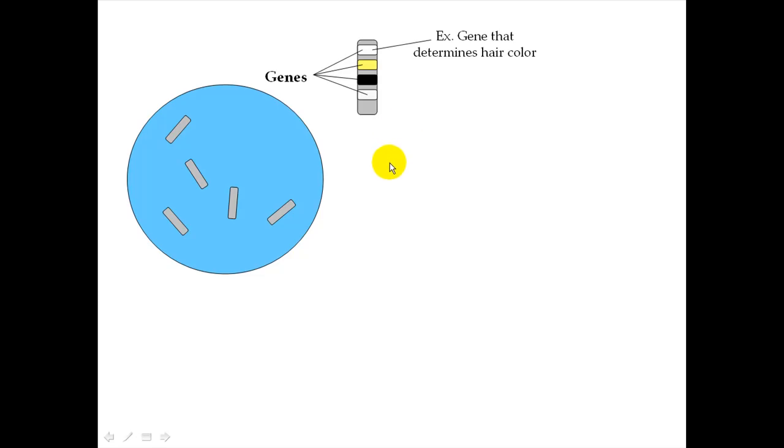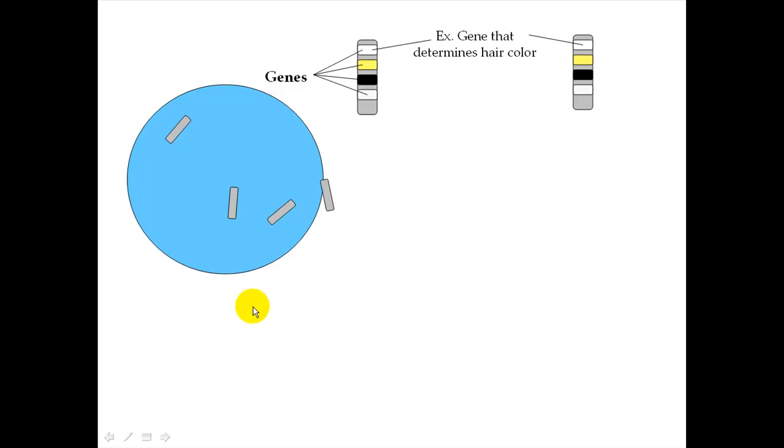Here's the deal. It turns out that we have more than one copy of each gene. So we're saying here that there's one gene on one of your chromosomes that determines what hair color you're going to have. Actually, if you take a look at the rest of these chromosomes in the nucleus, there is another one in there that also has a gene that determines what hair color you're going to have.